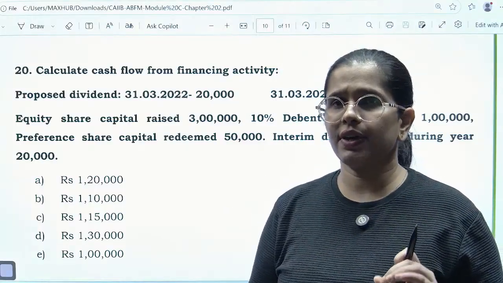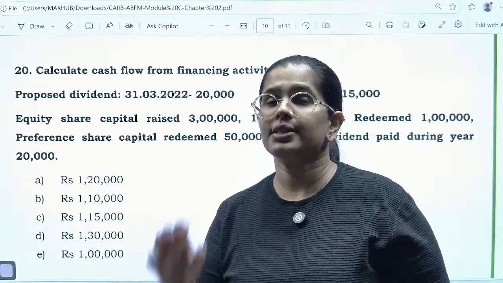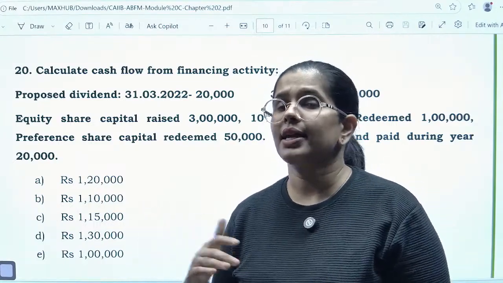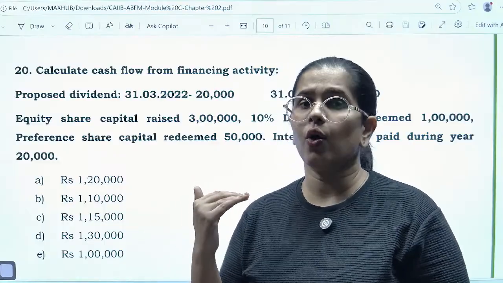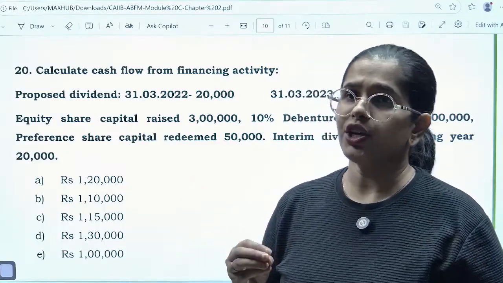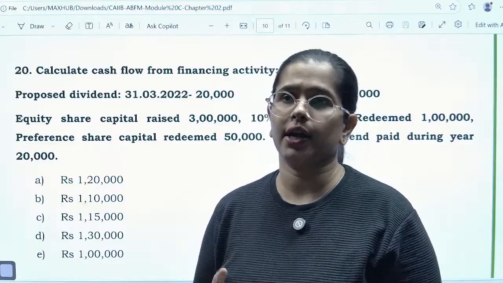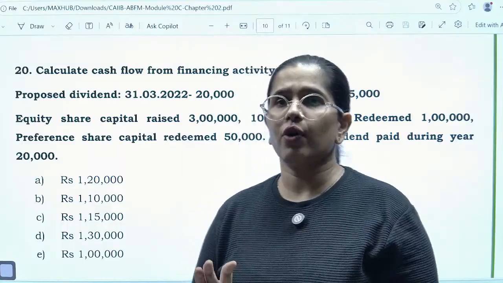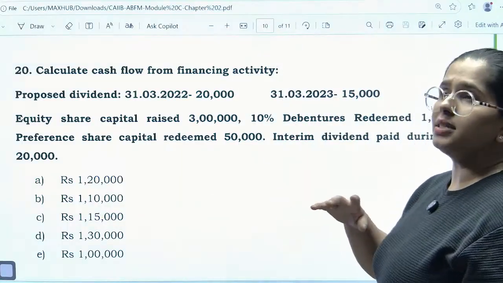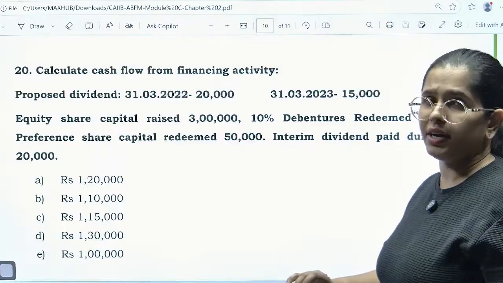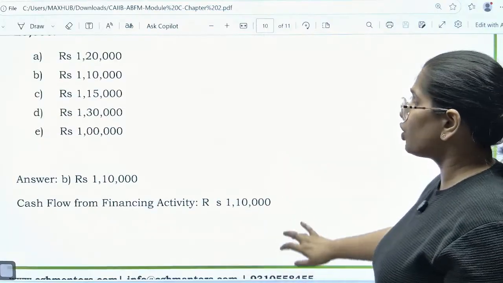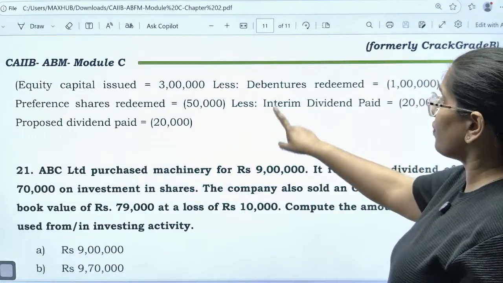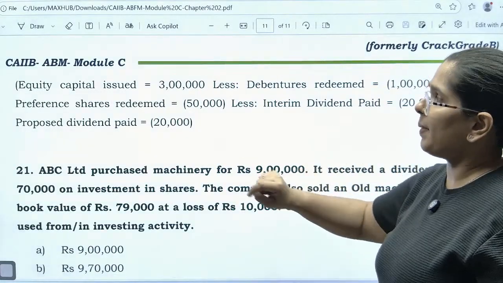cash flow from financing activity: equity share capital raised is a plus, you will be getting the money. 10% debentures redeemed is negative, the money will go out of your pocket. Preference share capital redeemed, money will go out of your pocket. Interim dividend paid, money will go out of your pocket. Now in case of proposed dividend, see, the last year's dividend you pay and the current year's dividend is something that you provide for, right? So over here, what would be your answer? Equity capital less debentures redeemed, less preference share redeemed, less interim dividend paid, less proposed dividend.